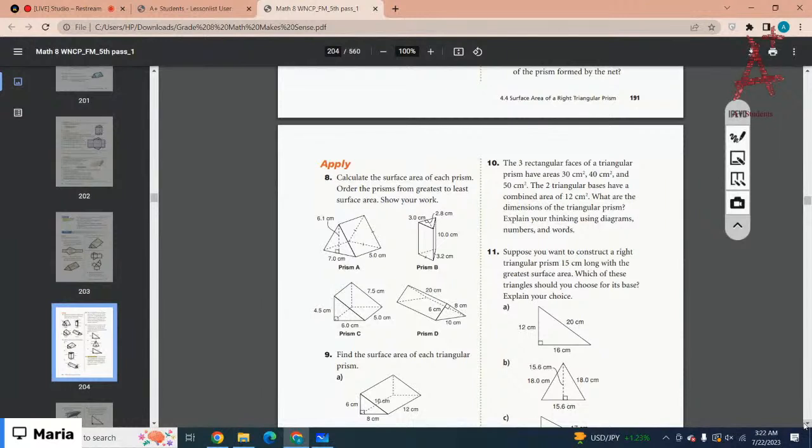Okay, let's start with the first one. Okay, you are given... Let me just see an example because I forgot how to calculate. Hold on.